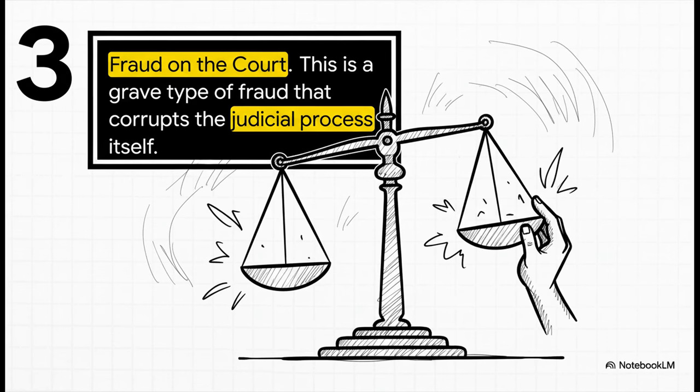Okay, argument number 3. This one is a bombshell. This is where you might bring up an incredibly serious claim: fraud on the court. And yeah, it is just as serious as it sounds. This isn't about a mistake. It's about someone deliberately corrupting the whole process.